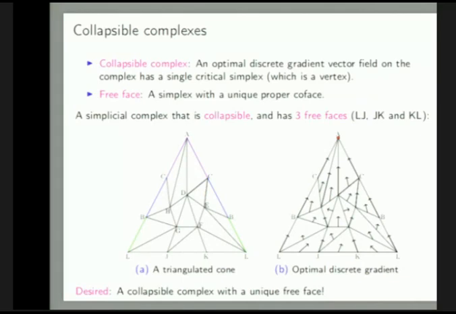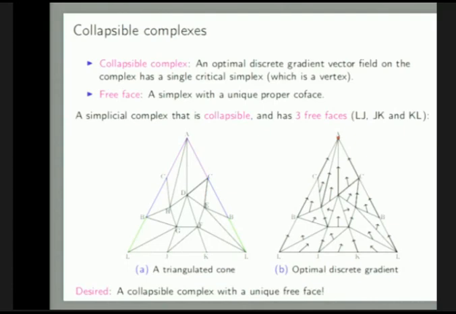This is like a triangulated cone. The color coding here indicates identification. So you identify this edge to this edge, this edge to this edge, and this edge to this edge. You start with the triangle and you just make a cone out of it. On the base of the cone you have free faces, and all the other edges are not free. The figure here shows an optimal gradient vector field on this particular complex, and as you can see, it has a unique critical simplex, which is A.